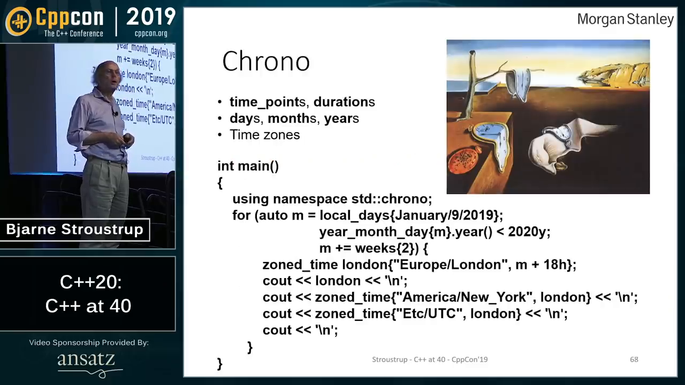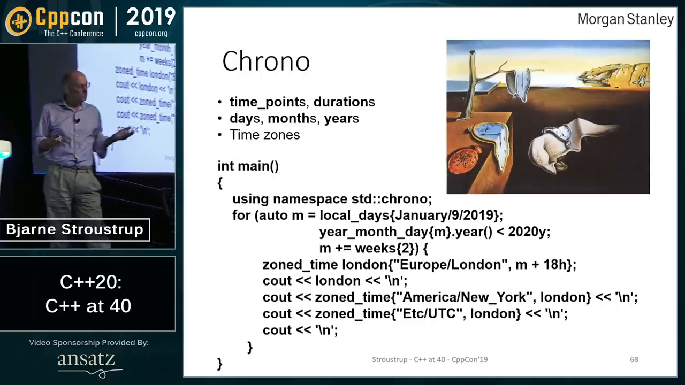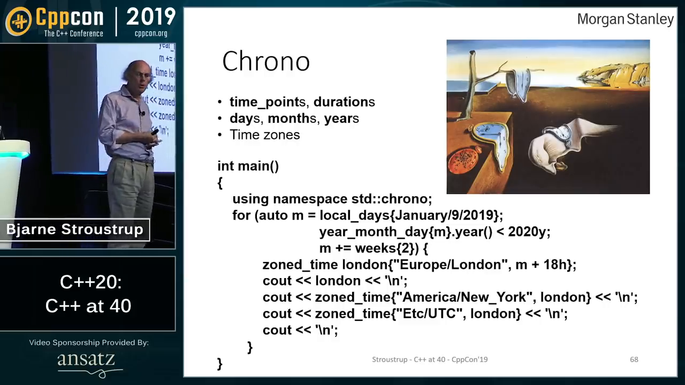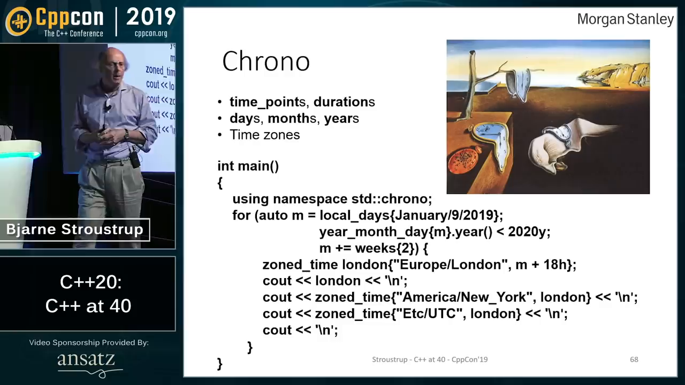What am I going to do here? Oh, one of my favorite new libraries here is Chrono. And it gives us time points, durations, days, months, years, and time zones.